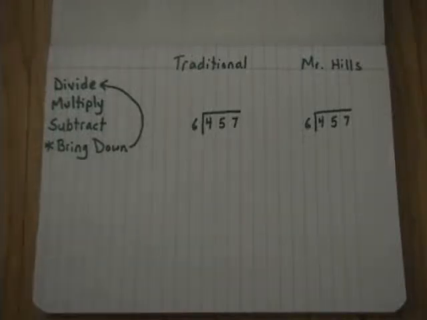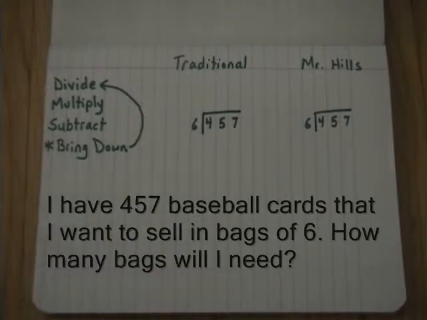I'm also going to give you a real-world problem that this could be. This is 457 divided by 6. So the real world problem that would go with this is I have 457 baseball cards. I'm having a garage sale and I want to put them in groups of 6 to sell them. So how many bags will I need to do this?